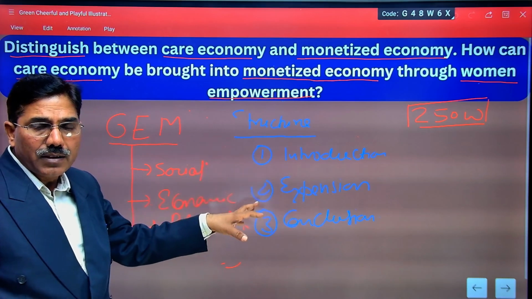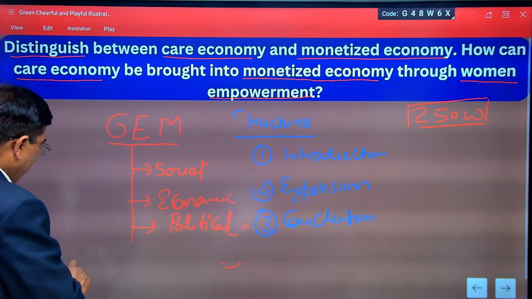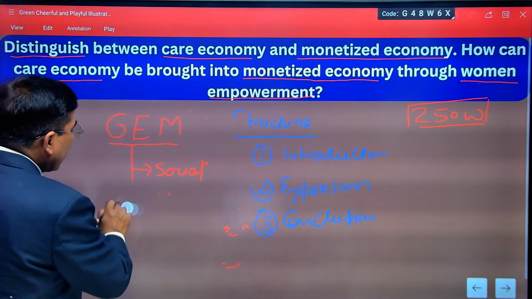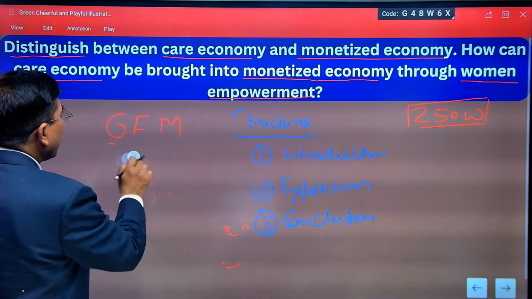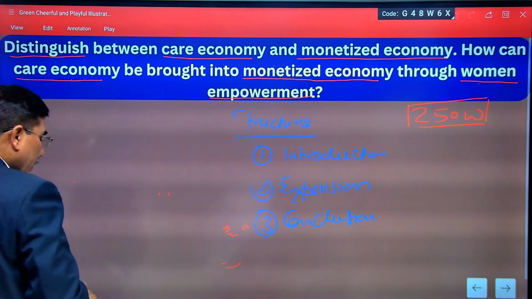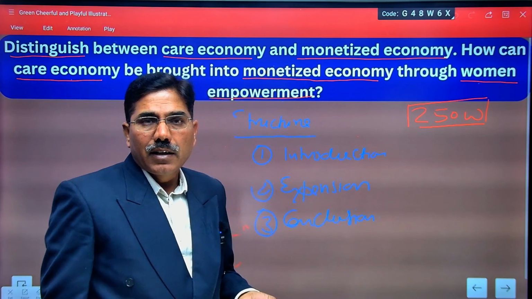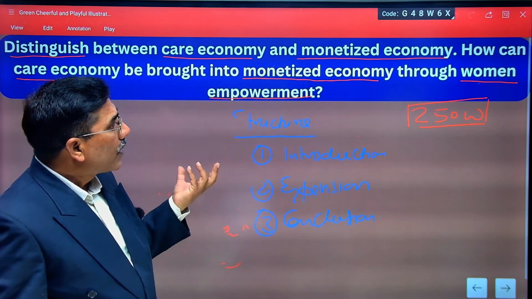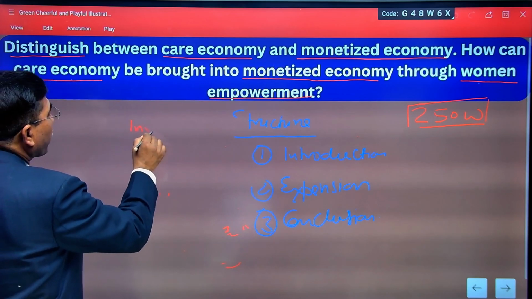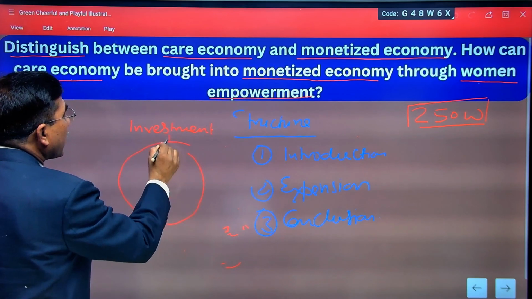That is the point. What will be the effect? Now you can consider the effect of this conversion of the care economy into a monetized economy with the help of a circle effect. As you know, there is the vicious circle of poverty. Similarly, there is a circle of development of women. Once you begin to increase the investment, suppose this is the care economy.